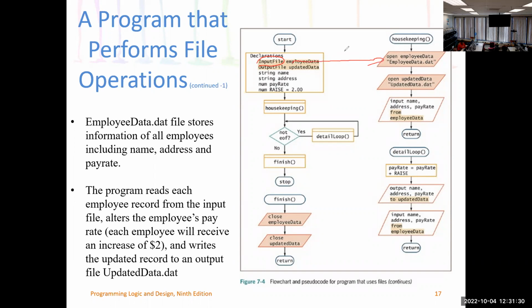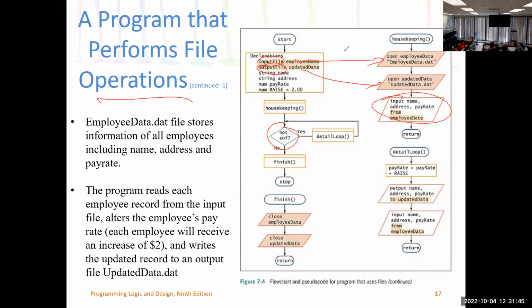The output file means you want to write into the new file. That's why you link it to the new file here. Now, read the first record. Read the first record and check that it's not the end of the file yet. Keep doing it.